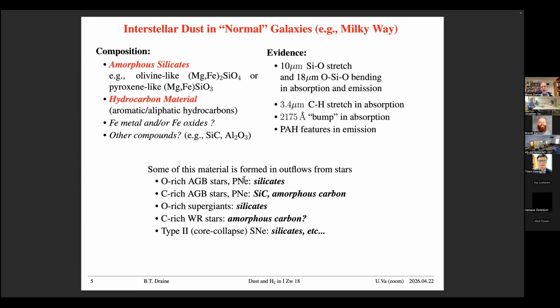And so we had stellar sources that we knew were making dust that actually made the kinds of dust materials that we think we need in the interstellar medium. So that looked like an interesting part of the story.